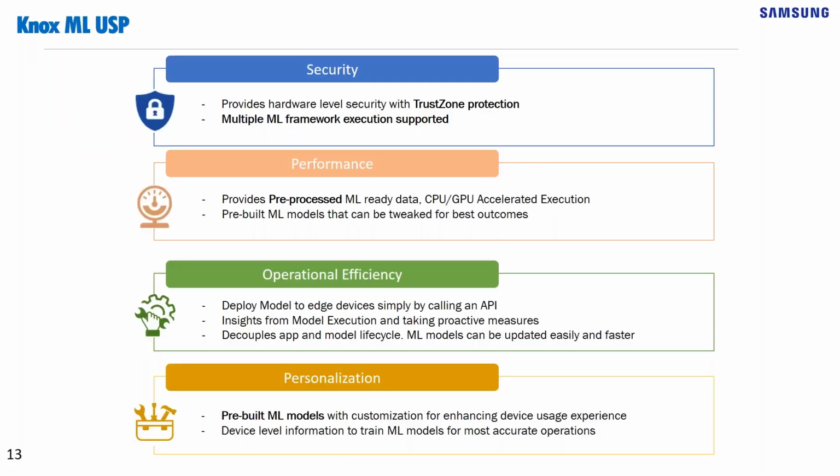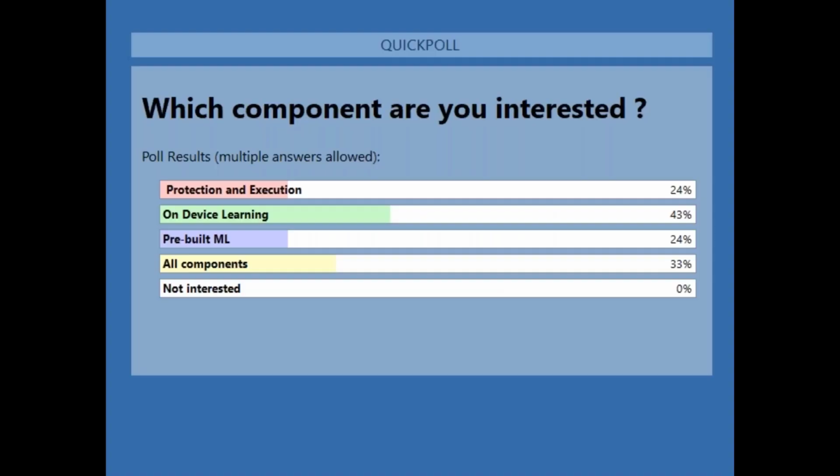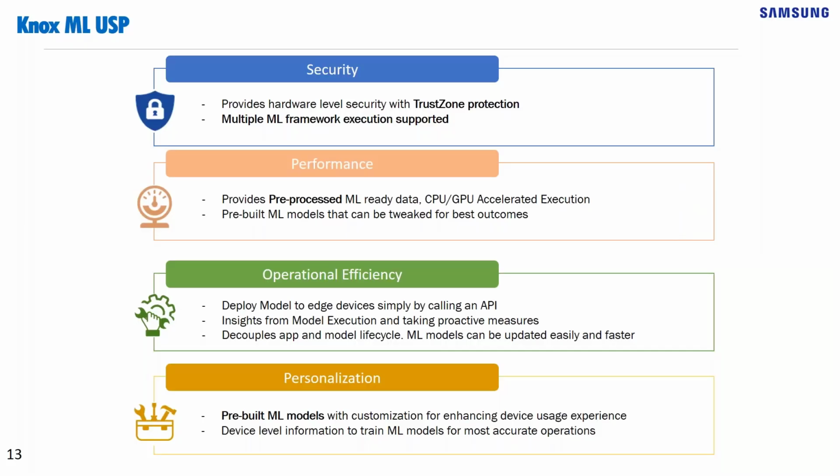So thank you. With this, okay, so protected execution 24%, on-device learning 43%, pre-built ML 24%. Very good. Thank you so much. With this, I'll move the presentation back to Saad. Saad, you can go through the different use cases.